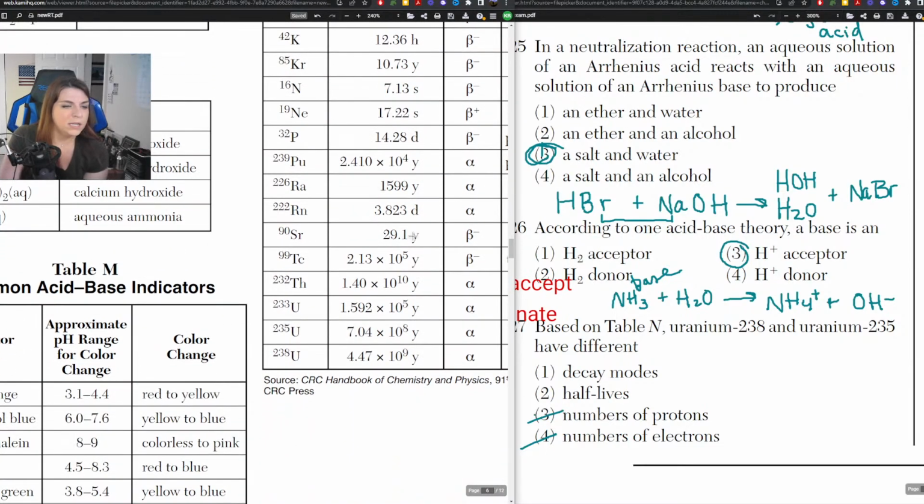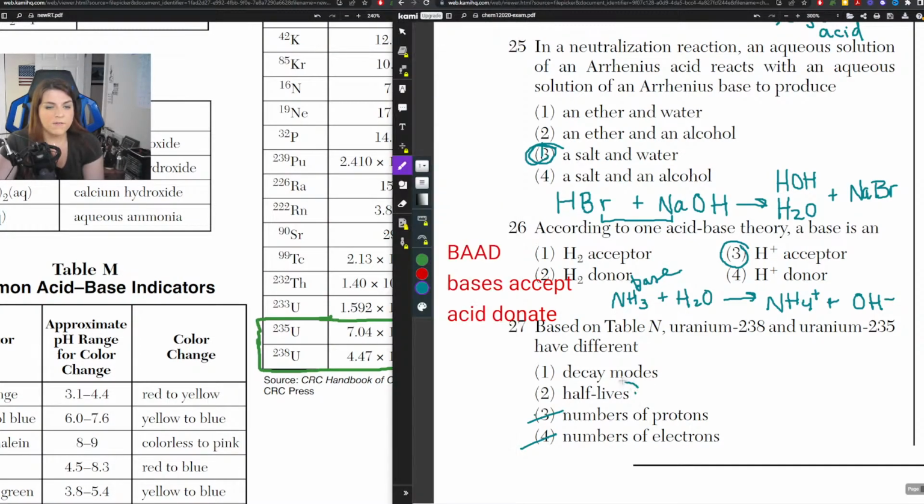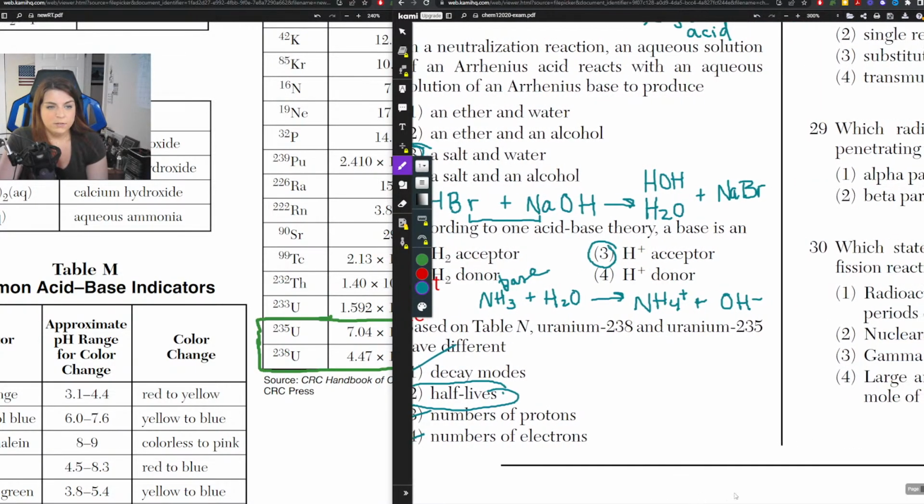Okay, so right down here at the bottom of table N, we are looking at uranium-235 and 238. Oh boy. And they both have the alpha as their decay mode. So like I estimated, they had the same decay mode, but different half-lives. 235 is times 10 to the 8th, and 238 is times 10 to the 9th. So they have different half-lives, but the same decay mode. Another thing, number of protons and number of electrons you weren't going to find on table N, so that's kind of why I liked that they gave you that little blurb.